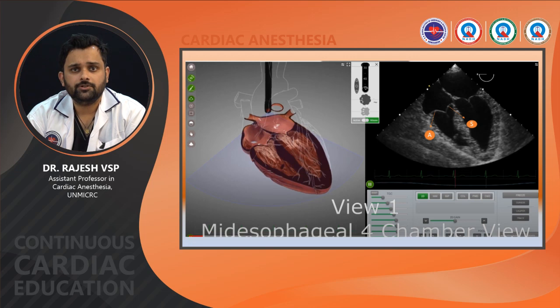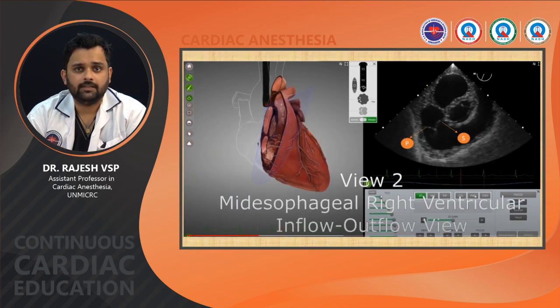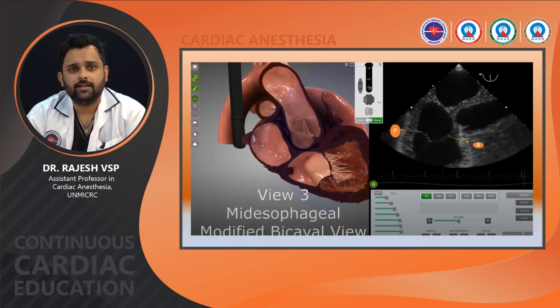This is the first view, the mid-esophageal 4-chamber view, where we can see the septal and anterior leaflets. This is the mid-esophageal RV inflow-outflow view, where you can see the septal and posterior leaflets. And this is the modified bicaval view, where here also we can see the anterior and posterior leaflets. And if we turn a little bit to the left, that is counterclockwise, we can even see the septal leaflet.